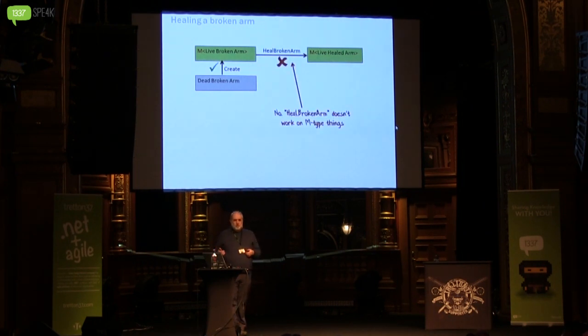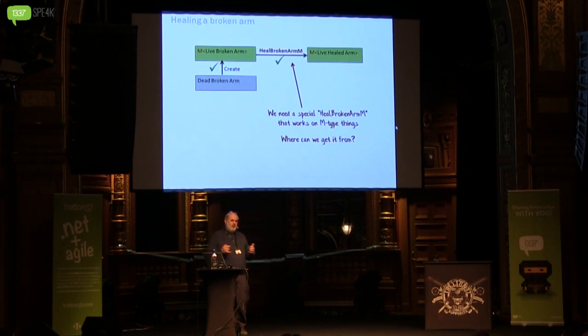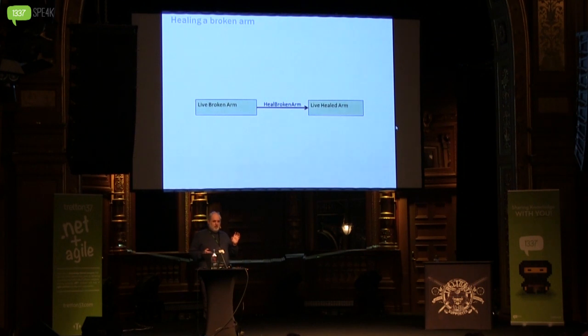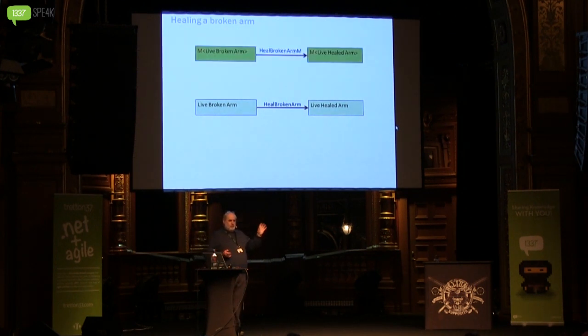So what we need to do is have a special function that works on M things. Right? If we could turn an M of a broken thing into an M of a healed thing, that would solve all our problems. So where are we going to get that function from? Well, here's the function that we have. We have a function that turns broken things into healed things. We want to have a function that turns M of broken things into M of healed things. How do we get from the bottom function to the top function?